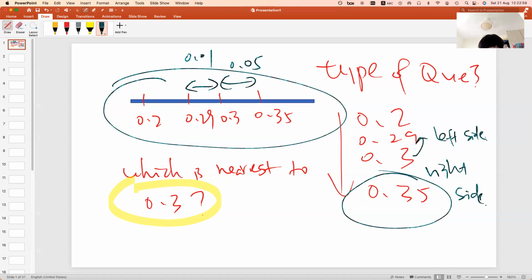So this is the point I want to make. You have to put all numbers on the number line, and then you have to see which one is nearest to the question. In this case, it's 0.3, which is the question. Okay, then you compare both to the left of it and to the right of it. Then you decide. All right, next.